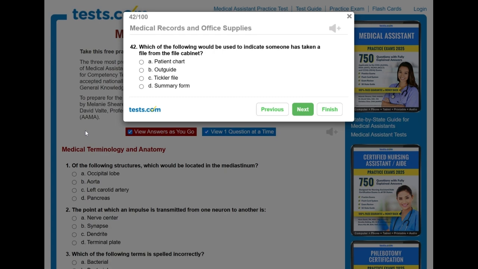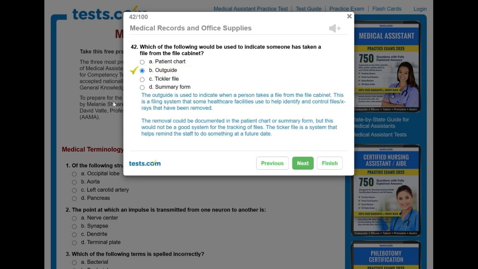Question 42. Which of the following would be used to indicate someone has taken a file from the file cabinet? A. Patient chart. B. Out guide. C. Tickler file. D. Summary form. B. Out guide. The out guide is used to indicate when a person takes a file from the file cabinet.